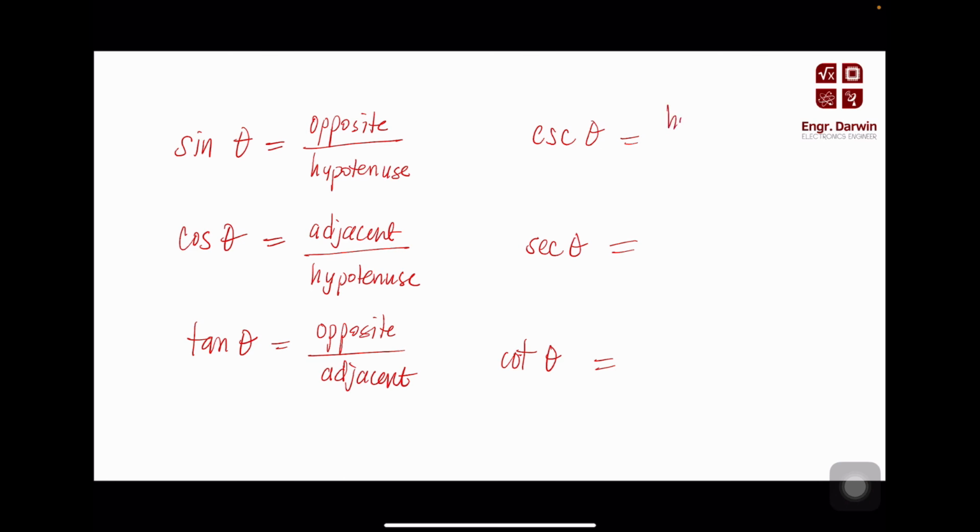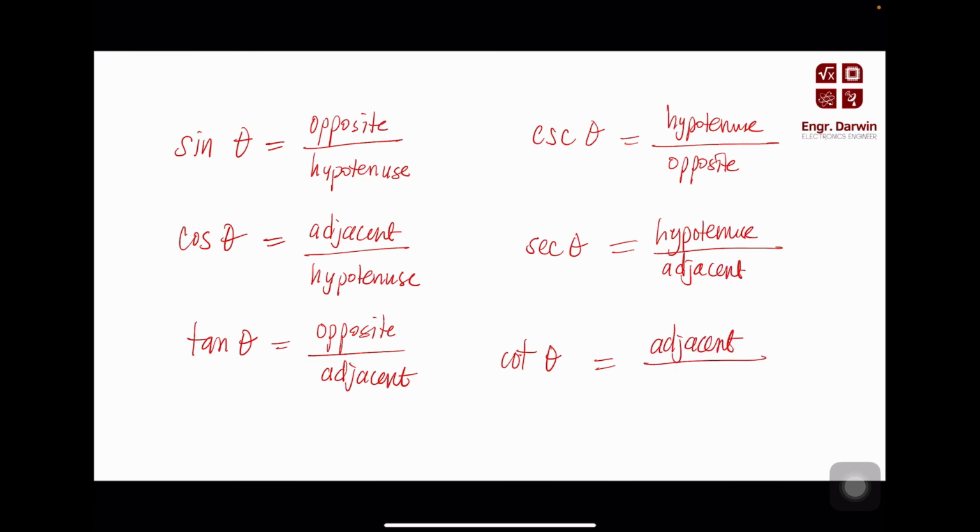Which is defined as hypotenuse over opposite. For secant, that's hypotenuse over adjacent. And last but not least, yan.